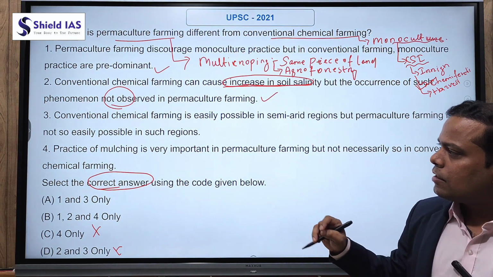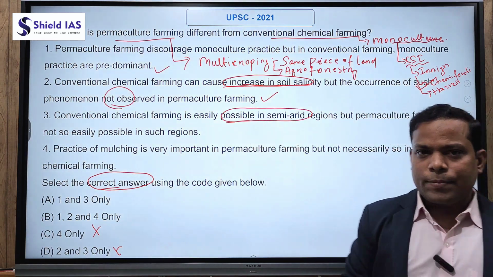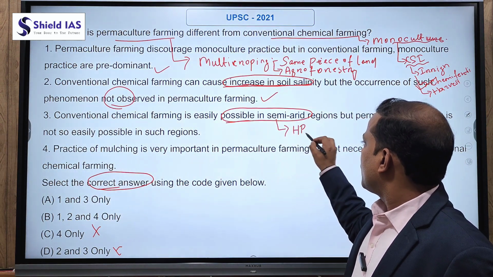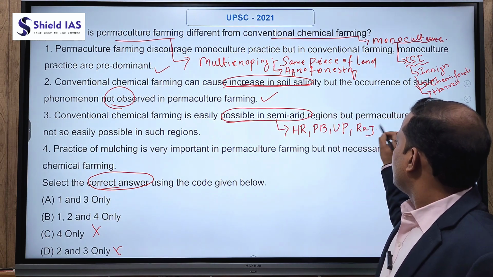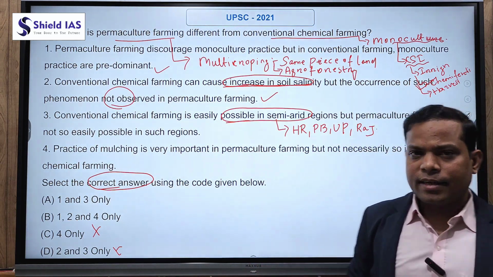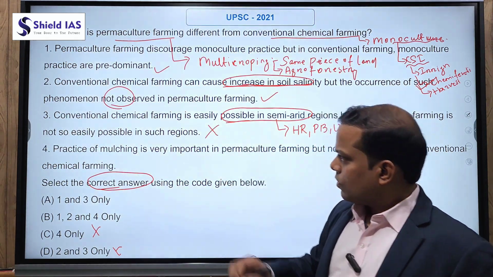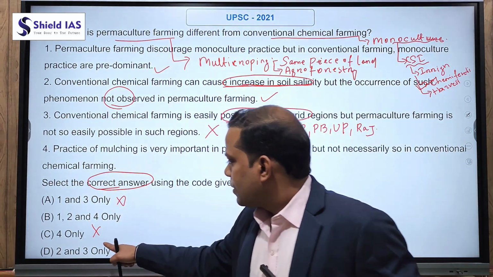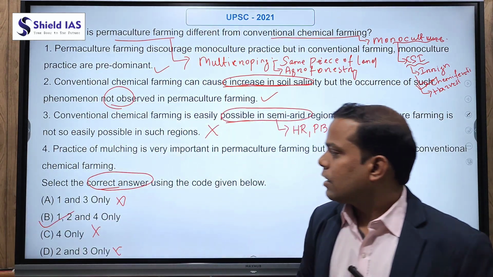Now the third statement says that conventional chemical farming is easily possible in semi-arid regions. Semi-arid region means where rainfall is less. The examples are some parts of Haryana, Punjab, Western UP and some parts of Rajasthan. So in these regions it is said that conventional chemical farming is easily possible. Is it easily possible where rainfall is less? Not easily possible. So we can eliminate option 3. If you eliminate option 3, A is eliminated, and C and D are already eliminated. So only one option is remaining, that is B: 1, 2, 4 are correct.